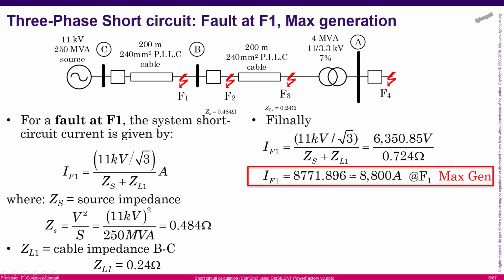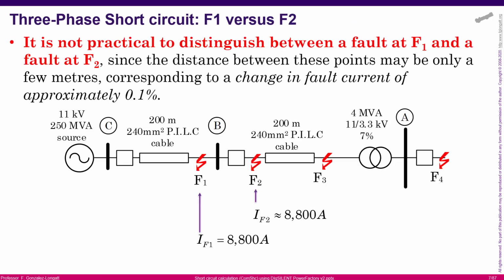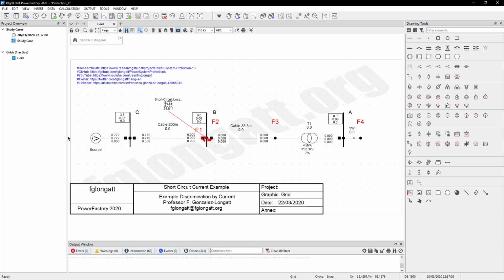Let's see what is next in this presentation. Okay, next in this presentation: let's calculate the short circuit current, but now here at the very beginning of cable number 2. The fault point is fault point 2. Okay, let's go again to PowerFactory.